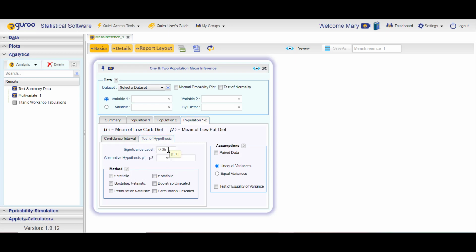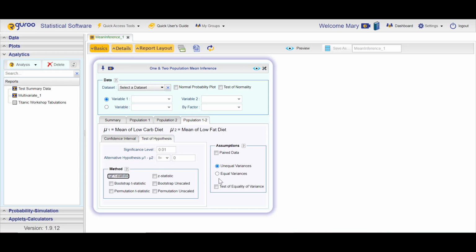We're going to go to test hypothesis. The significance level is 0.01. And we're going to say we believe that they're not equal to each other. And remember, I told you the number to put here is 0 because it says alternate hypothesis mu1 minus mu2. So if I were to subtract the 2 and there was a difference, that means the difference would not equal 0. And then you're going to choose T statistic because we know the sample standard deviations.